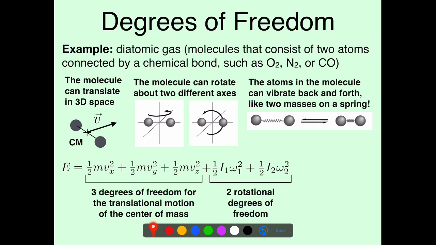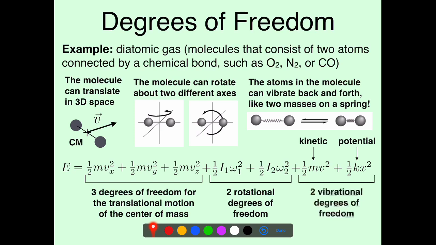Okay, now let's move on to the vibrational degrees of freedom. And here's how you should think about that. So when it comes to the vibrations of the molecules, there's kinetic energy associated with that because the atoms can move back and forth, and that motion has to be accounted for. There's kinetic energy. So there's a 1/2 mv squared term to account for that. But in addition, there's a 1/2 kx squared term, which represents the potential energy stored in the spring. Okay? So therefore, we have 2 vibrational degrees of freedom.